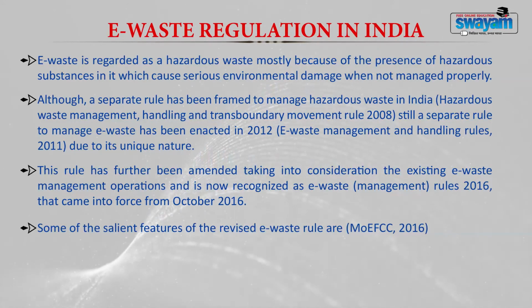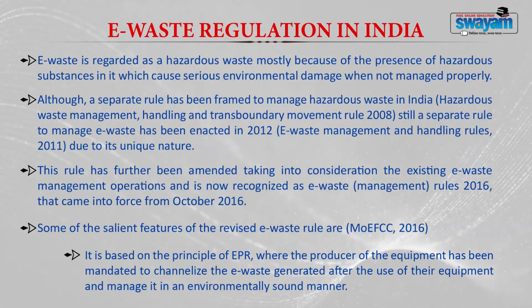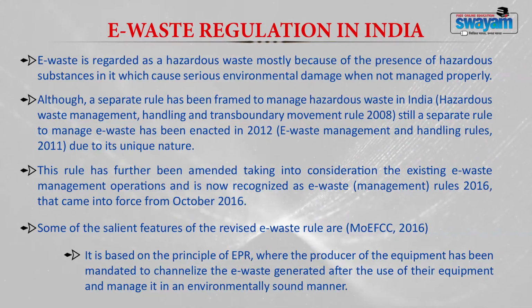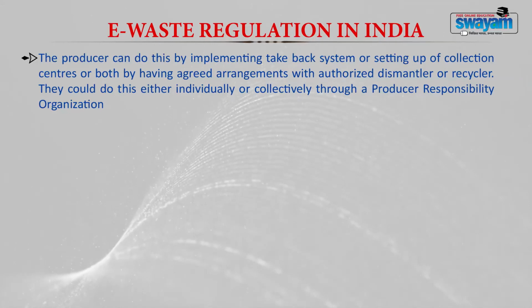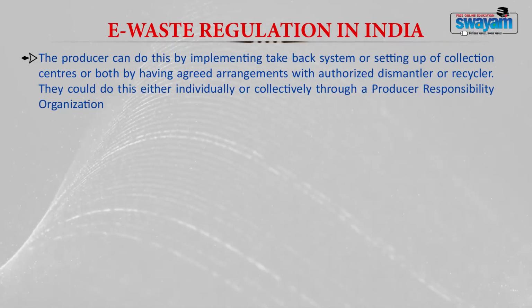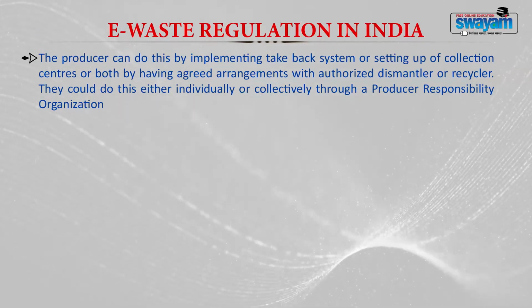Now, let us see what are the salient features of this e-waste management rule. It is based on the principle of EPR, where the producer of the equipment has been mandated to channelize the e-waste generated after the use of their equipment and manage it in an environmentally sound manner. The producer can do this by implementing a take-back system or setting up collection centers, or both, by having agreements with an authorized dismantler or recycler. They could do either individually or collectively through a producer responsibility organization.